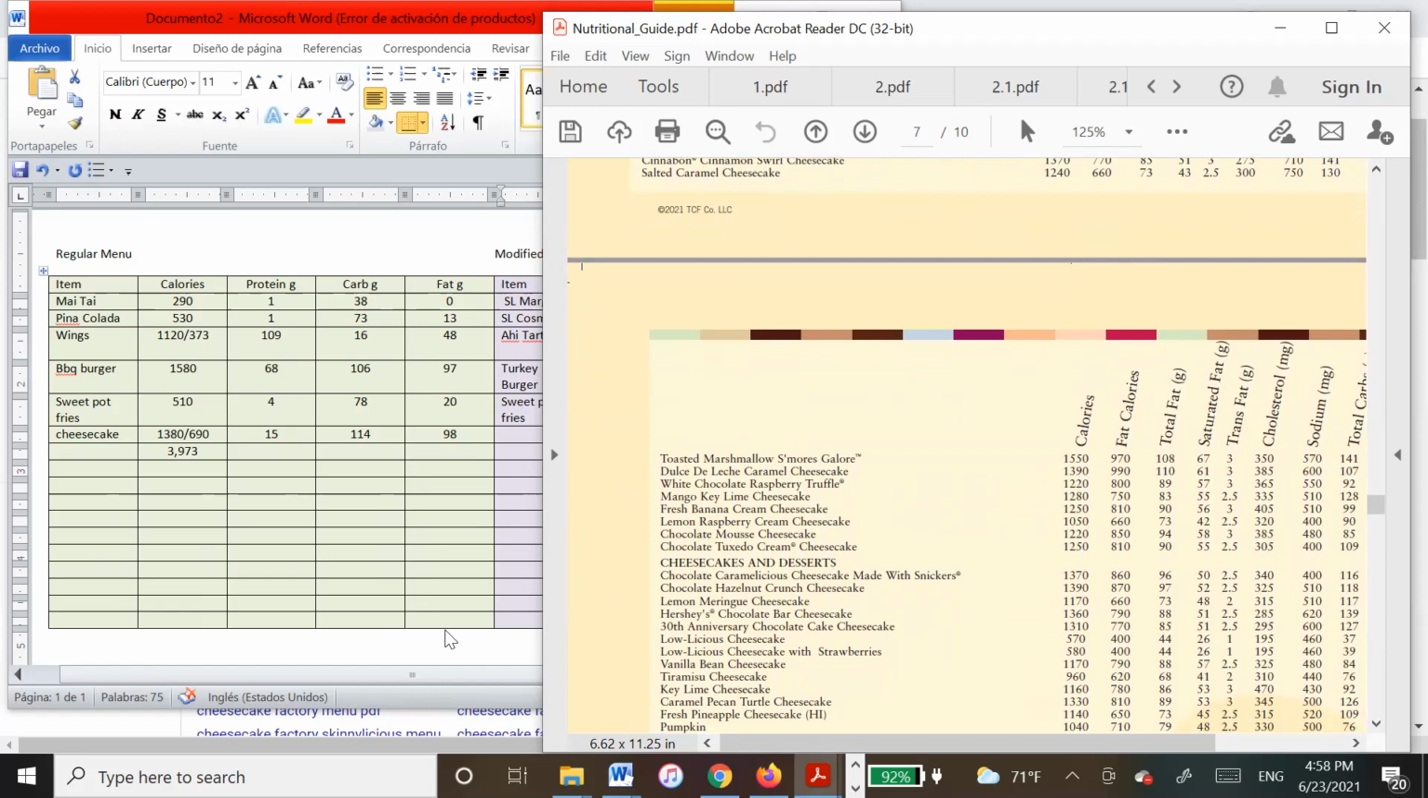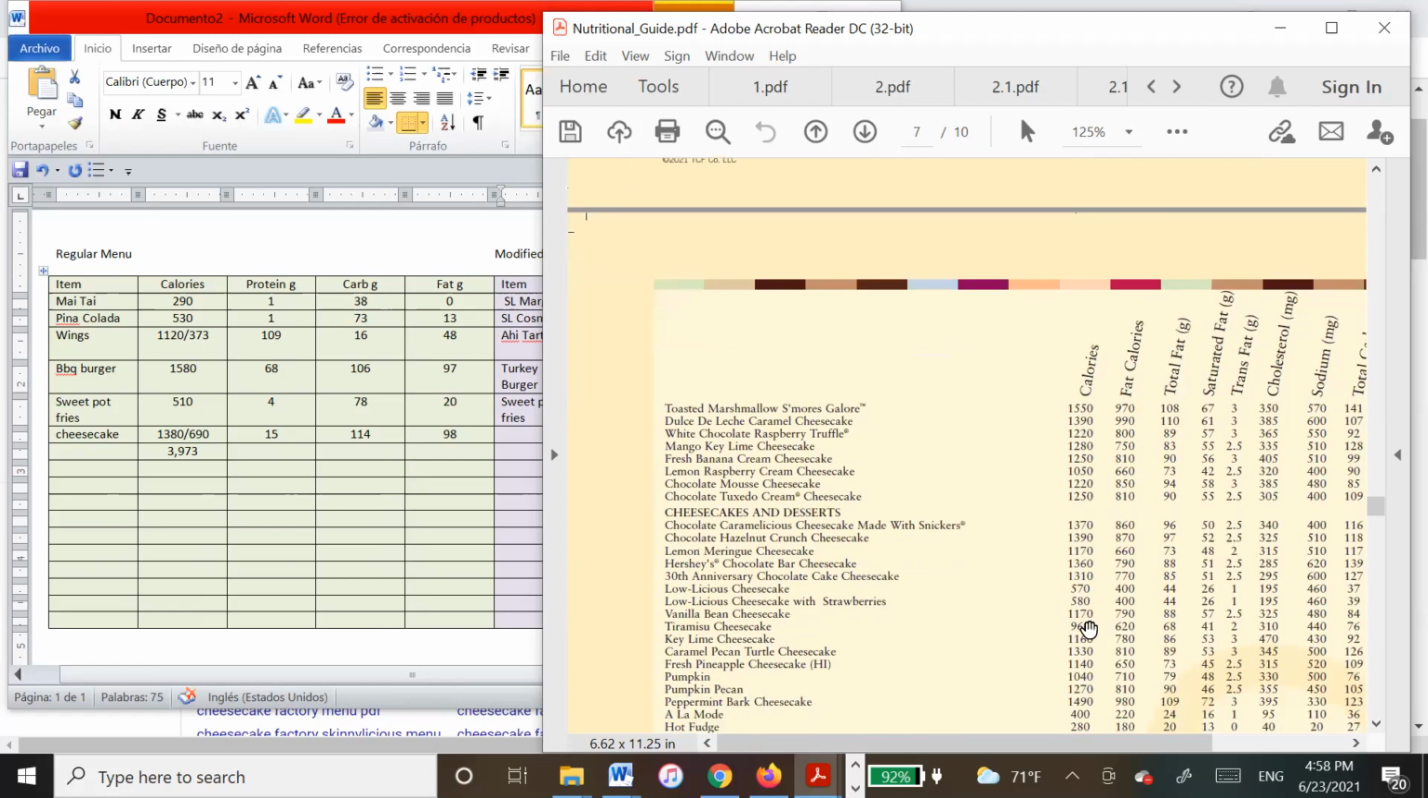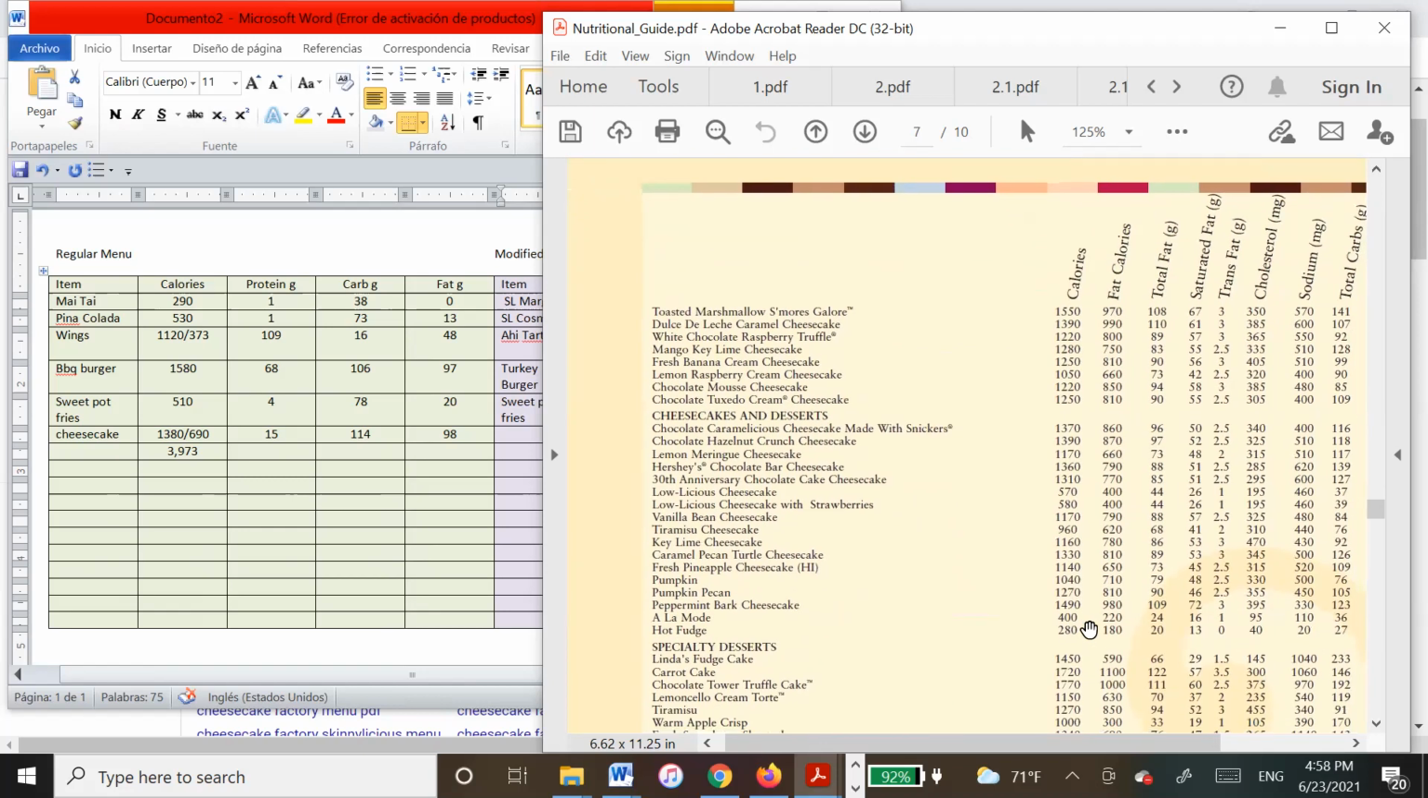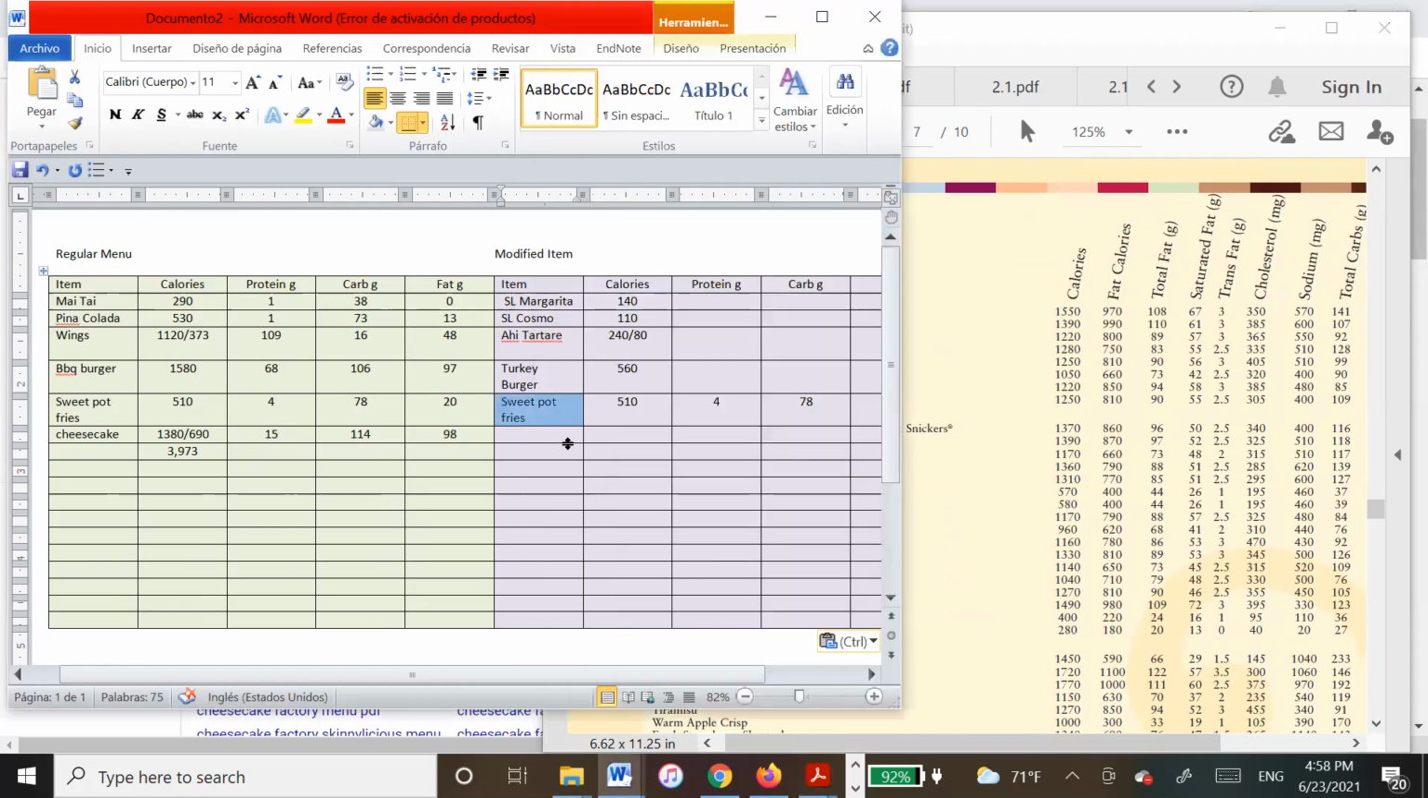Do you see this Lowlicious cheesecake with strawberry? This one's $5.70, $5.80. I might actually go for this one right here, okay? It looks like that's their version of a Skinnylicious one. So let's say I go with the strawberries and I come in at 580 calories, right?